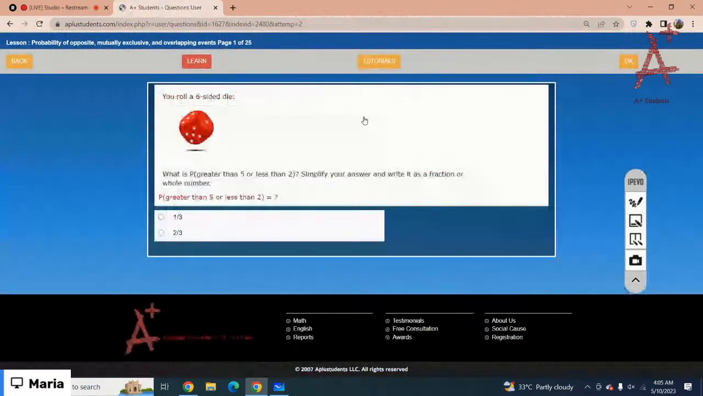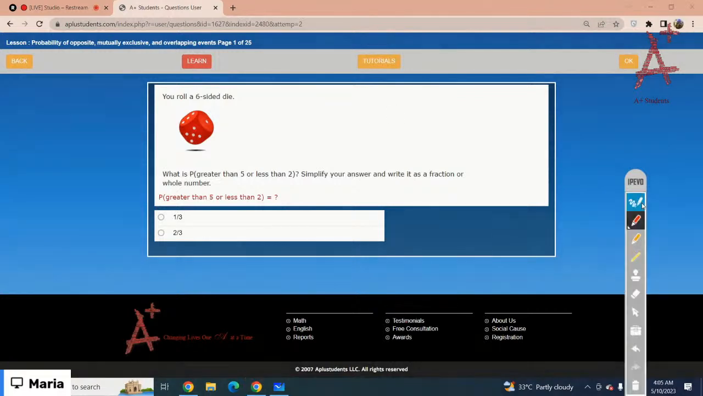Okay, you roll a six-sided die. What is the probability of greater than 5 or less than 2? So on a die, you have six numbers, 1, 2, 3, 4, 5, 6. Got it? So you need to calculate the probability of greater than 5. Greater than 5, you have only one number, that would be 6. So the probability of greater than 5 is 1 out of 6.